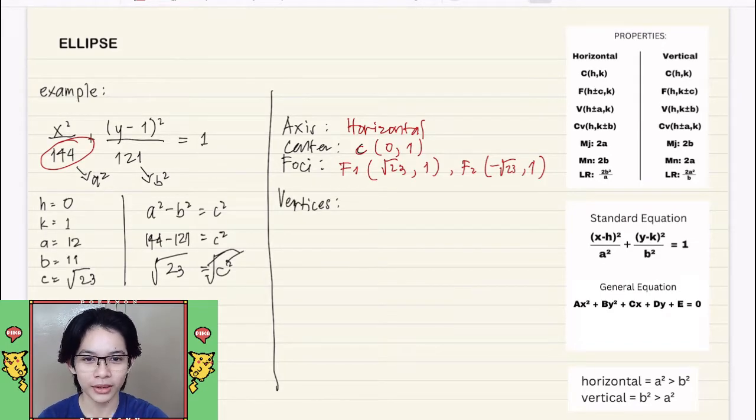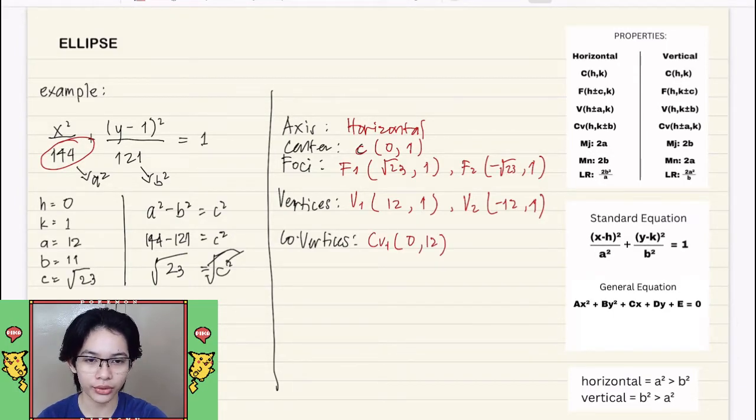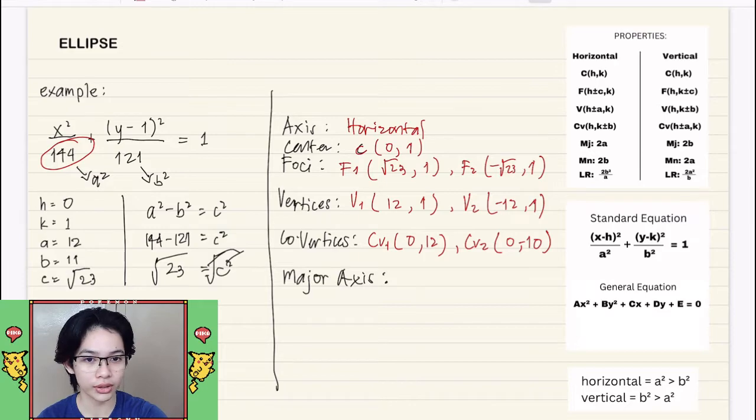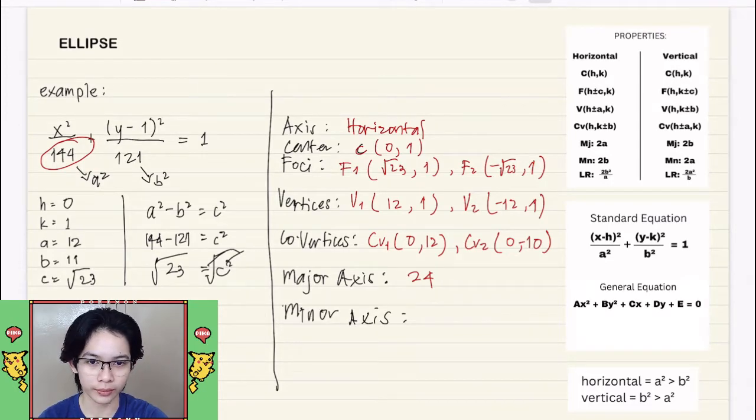Next is the vertices. Referring to the table, v is h plus or minus a, thus making V1 as (12, 1), while V2 as (-12, 1). For the co-vertices, k plus or minus b should be followed. Thus, CV1 is (0, 12), while CV2 is (0, -10). Next is the major axis, which is 2a for horizontal. 12 multiplied by 2 is 24. For the minor axis, it is 2b. 11 multiplied by 2 is 22.